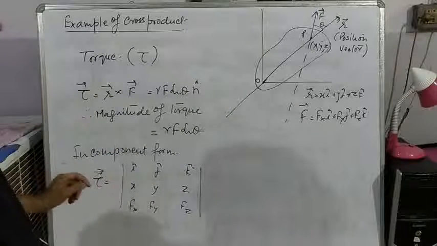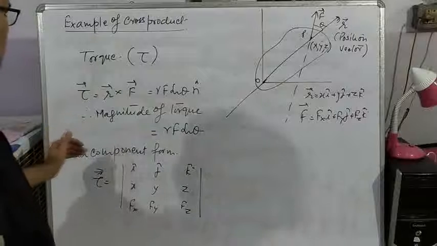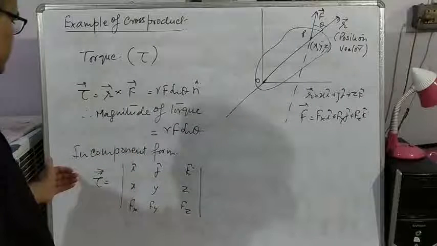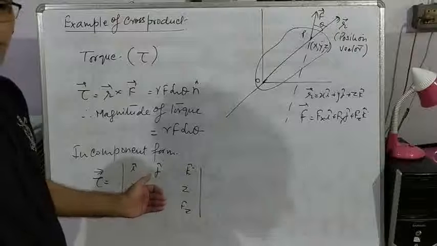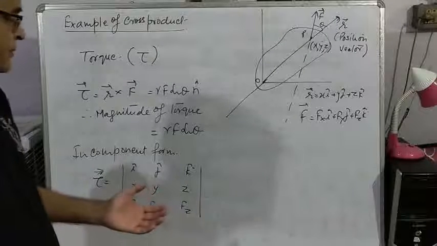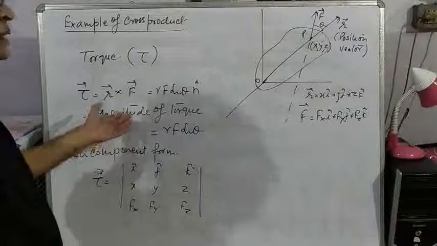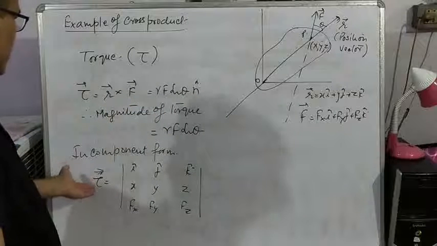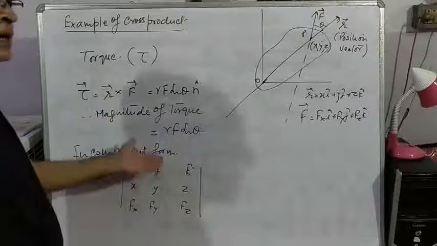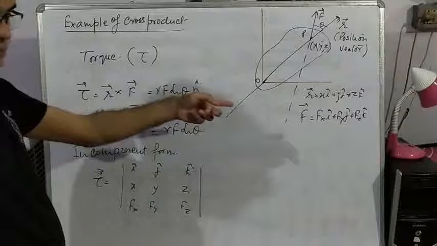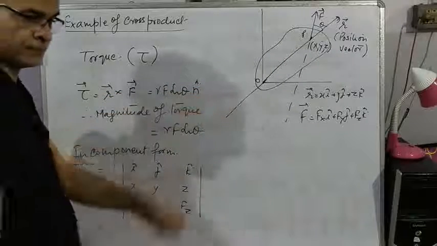Suppose you want to know the value of torque in terms of components. I have just explained how to find cross product when vectors are given in components. Using that explanation, you can find torque by the determinant of these two vectors, R and F. I suppose you are understanding.